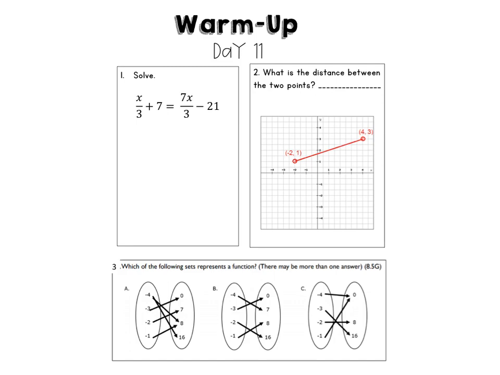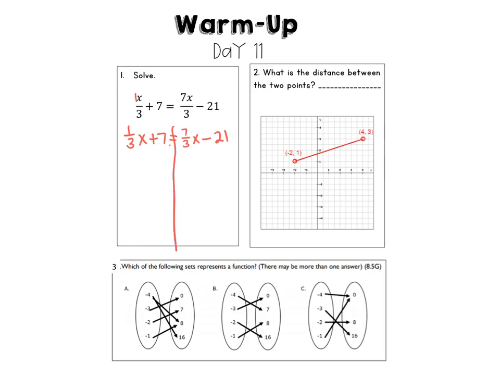So what we're going to do to start out with is just rewrite this to show the fraction that is with x. So that x over 3 is actually just 1/3 x. Remember, there's a 1 right in front of that x, and we're just going to write that fraction off to the side, plus 7 equals. And we're going to do the same thing to this other fraction. Instead of 7x over 3, we're going to write it with the fraction off to the side, minus 21.